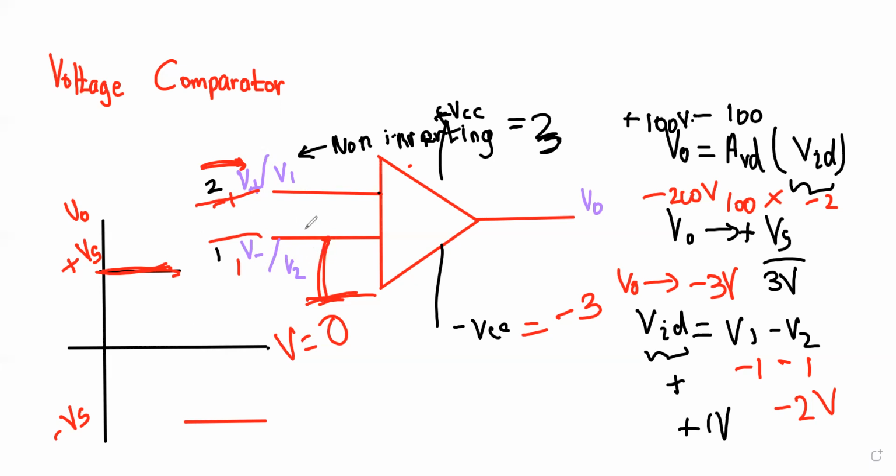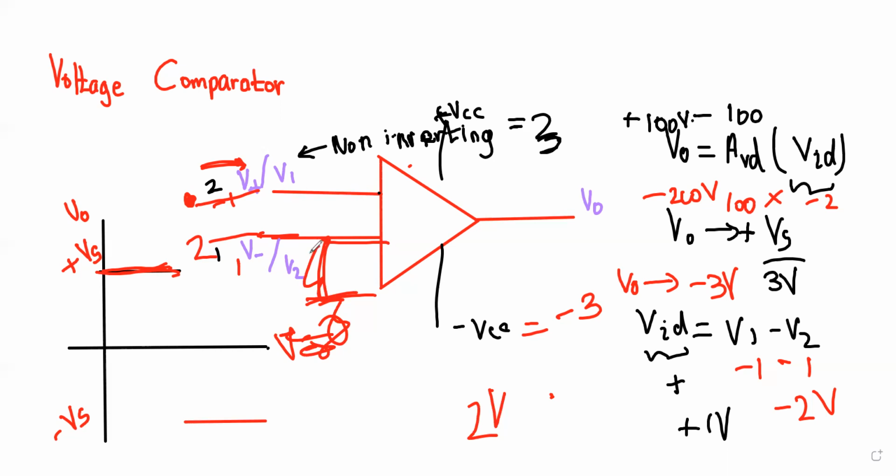And also if you want to check whether a certain point has more than 2 voltage or 3 voltage, what you can do is provide the voltage. Let's say you want to check whether one point has 2 voltages, more than 2, or less than 2. You can simply give 2 voltage to one terminal and provide that point to the other terminal and check whether the output is plus or minus. From that you can decide. This is known as a threshold detector.